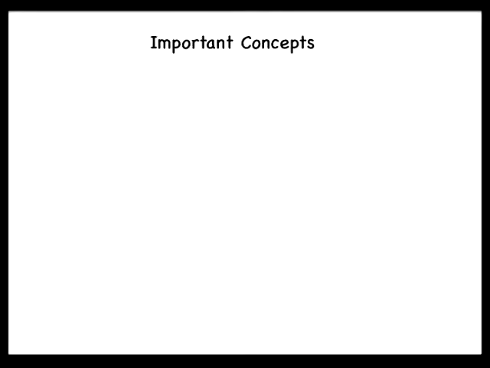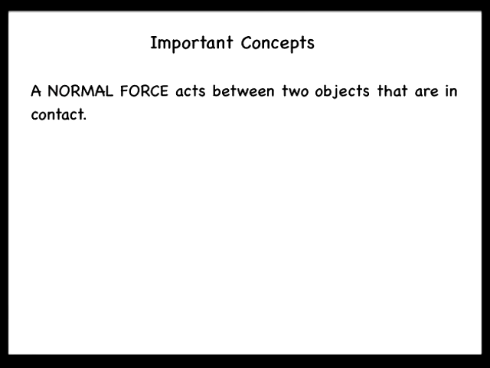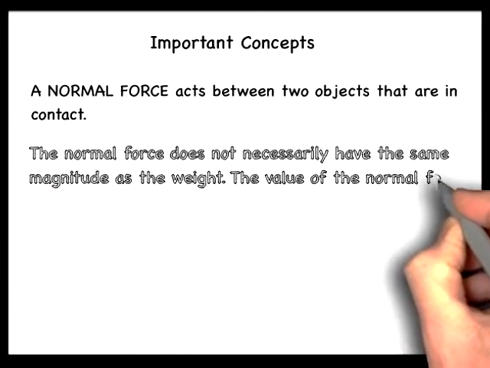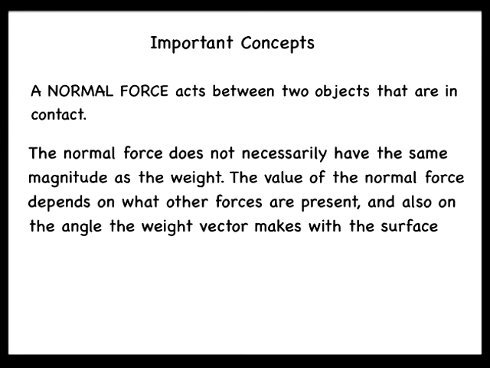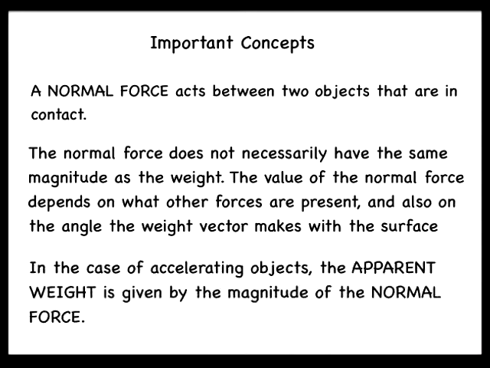The important concepts of this section are the following. A normal force acts between two objects when they are in contact. The normal force does not necessarily have the same magnitude as the weight. The value of the normal force depends on what other forces are present and also on the angle the weight vector makes with the surface, as in the case of the inclined plane. And finally, in the case of accelerating objects, such as the elevator example, the apparent weight is given by the magnitude of the normal force.